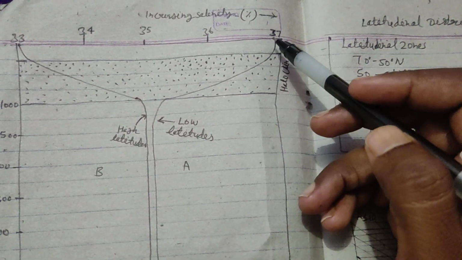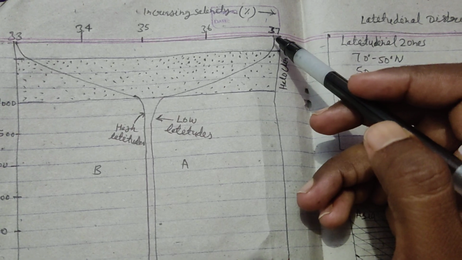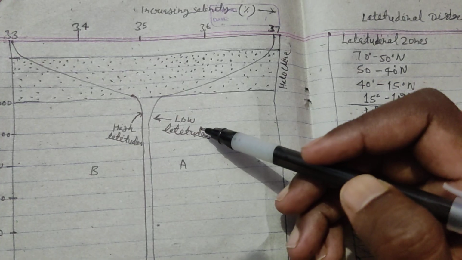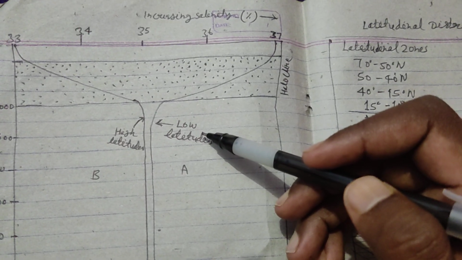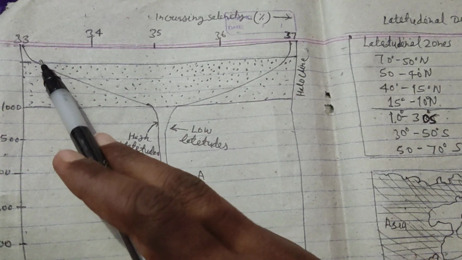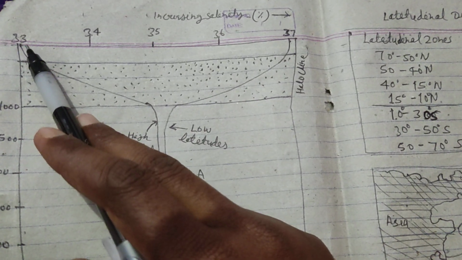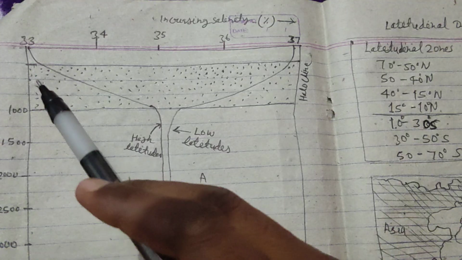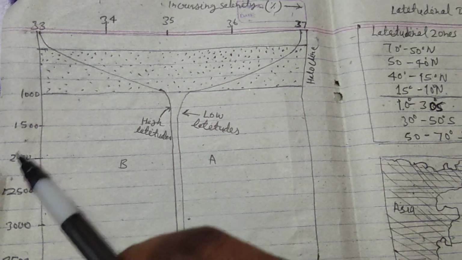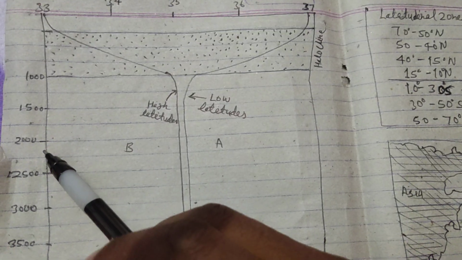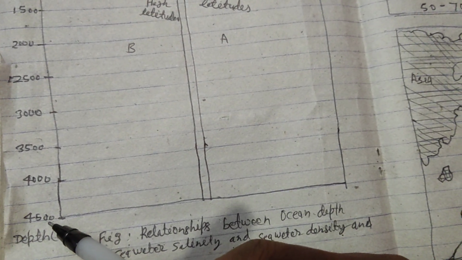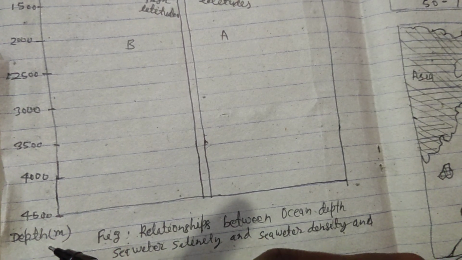This is the 37 gram per kg in the low latitude, meaning the tropical zone like the equator and tropical area, and this is the high latitude where the salinity is 33 gram. And this is the depth of the ocean: 1000 meter, 1500 meter, 2000 meter, and the bottom of the ocean is 4500 meter in depth.